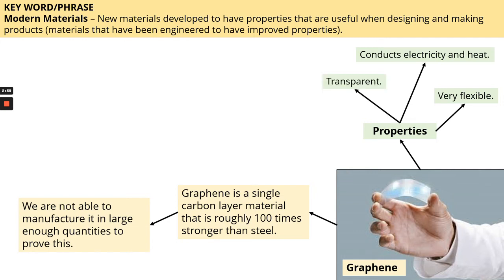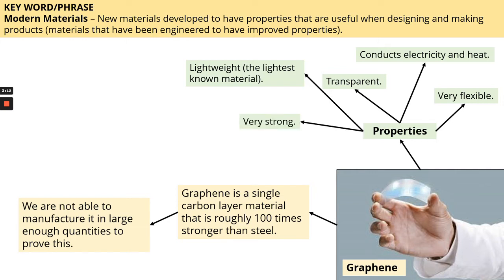It's transparent, so you can see through it partially. It is also very, very lightweight. It's actually the lightest known material that we have on Earth, or that we've found. It's the lightest material. And as I've said before, it's insanely strong.